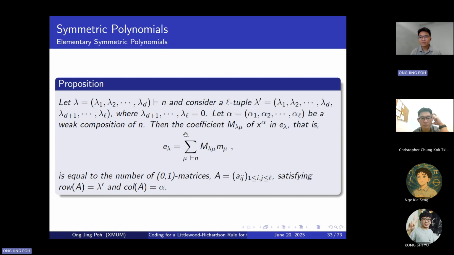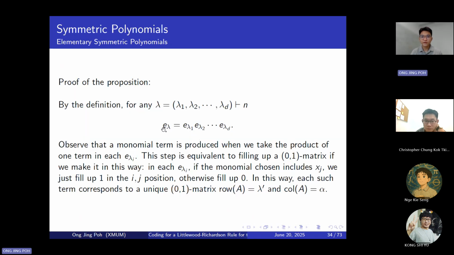For any lambda, e lambda can be expressed as a linear combination of m mu. And the coefficient M lambda mu is equal to the number of 0,1 matrices with row sum vector lambda prime and column sum vector alpha. Here lambda prime is just the extension of lambda to l entries, where the entries after the d-th until the l-th are 0.